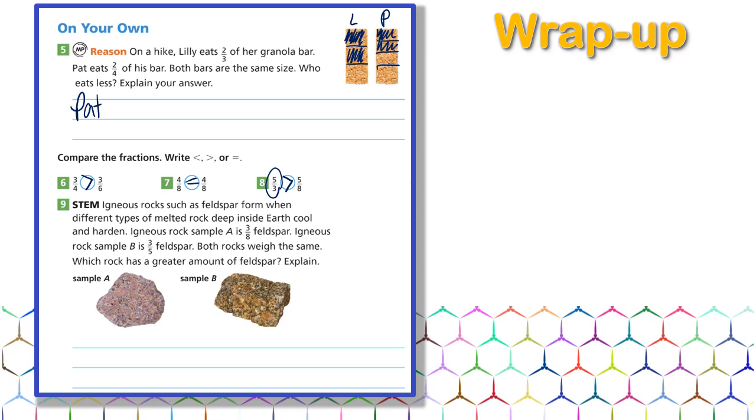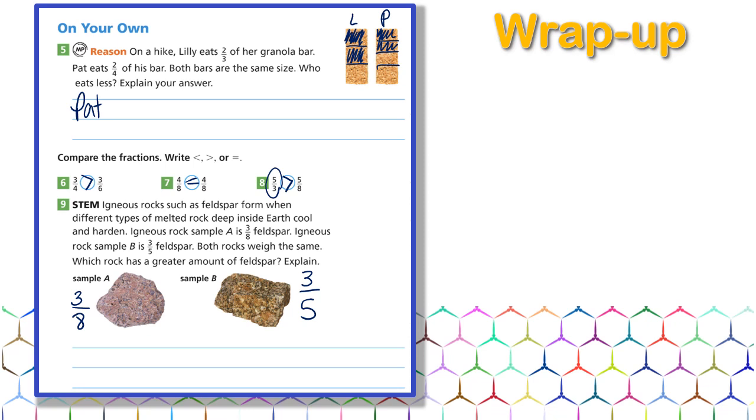Igneous rocks, such as feldspar, form when different types of melted rock deep inside the earth cool and harden. Igneous rock sample A is 3/8 feldspar. Igneous rock B is 3/5 feldspar. Both rocks weigh the same. Which rock has a greater amount of feldspar?